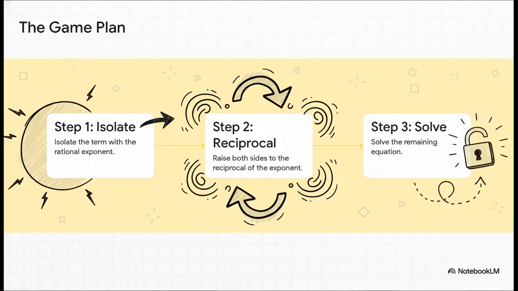Okay, so the game plan here is surprisingly elegant. First, you get the tricky part all by itself. But the real secret sauce, the magic move, is step 2. You raise both sides of the equation to the reciprocal of that exponent. You just flip the fraction upside down. That one move is what cancels out the fraction and unlocks the variable. It's a really neat trick.